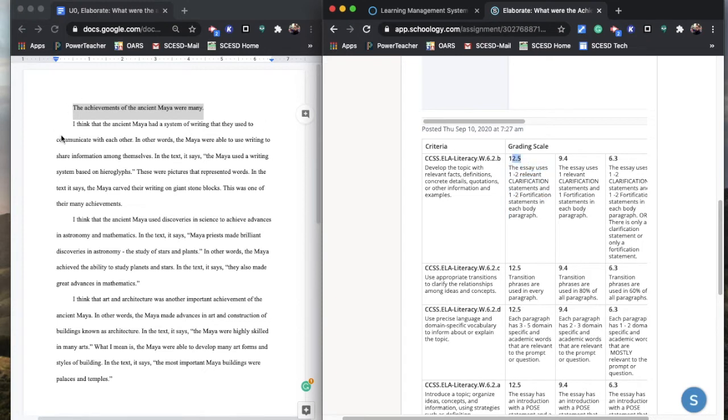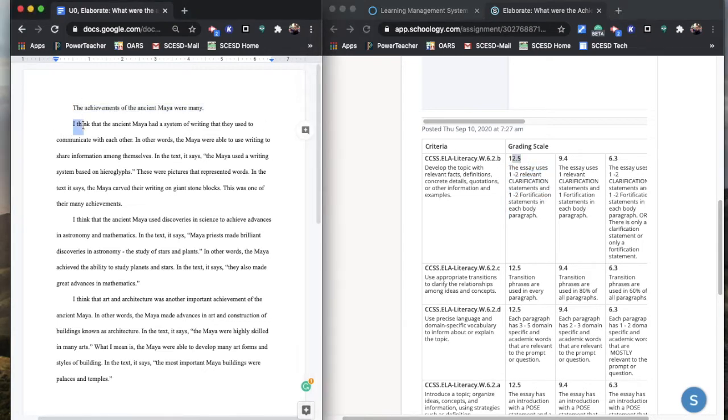Do we have that? So we have, I think, is our pose. That's not what they're asking for, though. They're looking for clarification and fortification. So we have, in other words, there's one clarification. And this is our first body paragraph. In the text, there's one fortification. So boom, paragraph 1, done.